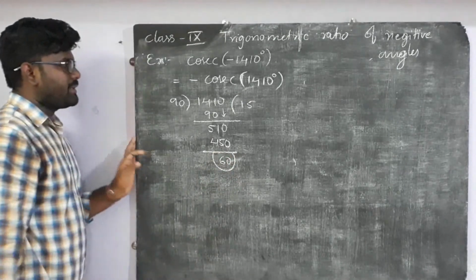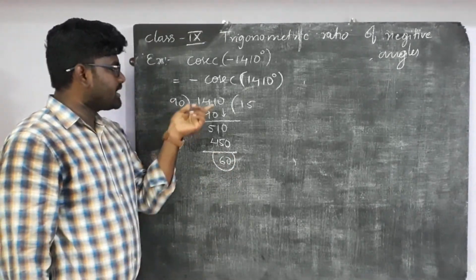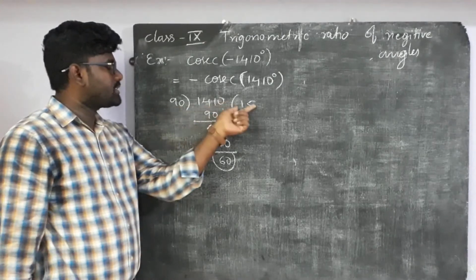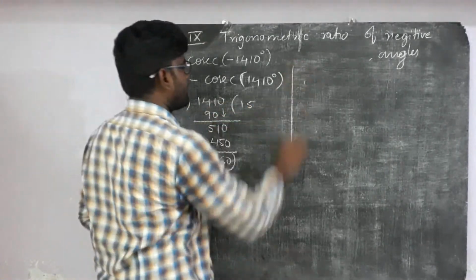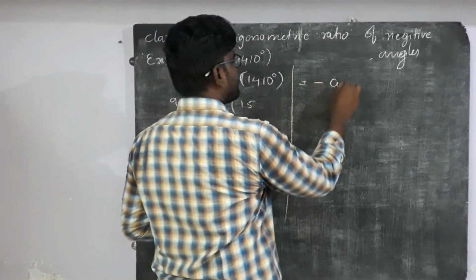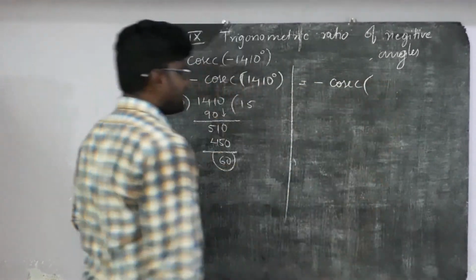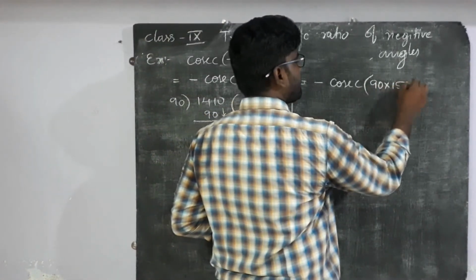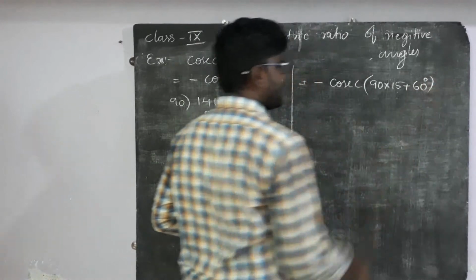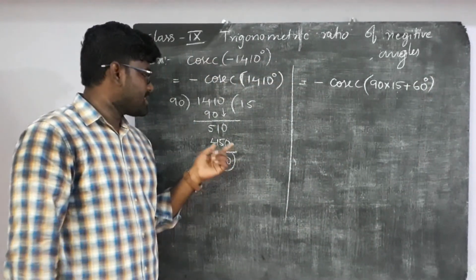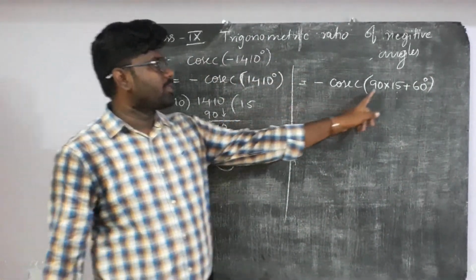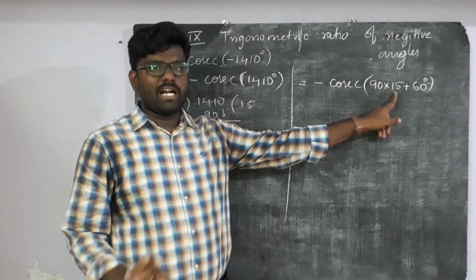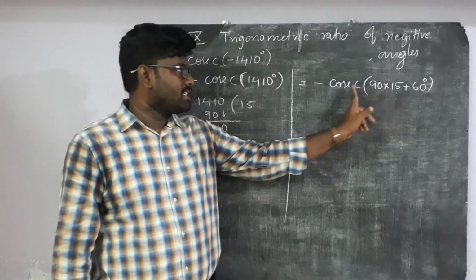60 remainder. That means whenever we are using this, we can use the division algorithm. That means dividend equal to divisor into quotient plus remainder. Here minus cosecant, 1410 degrees can I write as 90 into 15 plus 60 degrees. 90 into 15 means it is which one? Odd multiple of 90. Odd multiple of 90 means the trigonometric function changes.